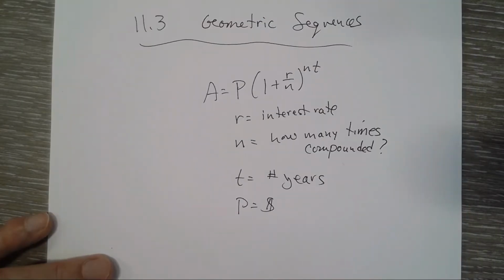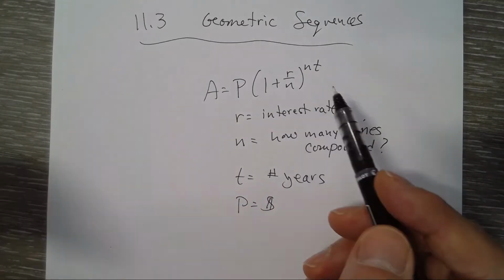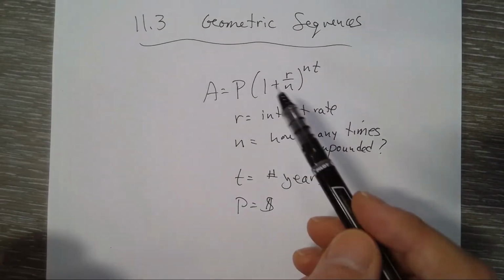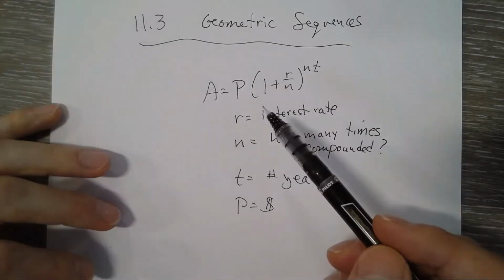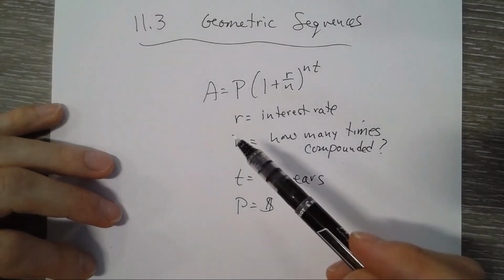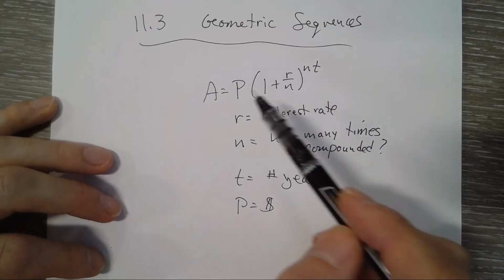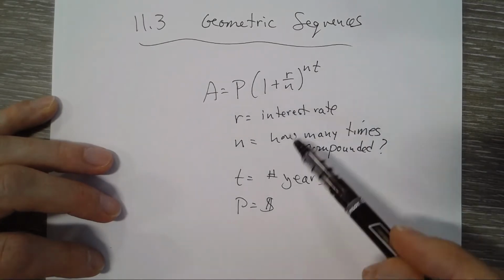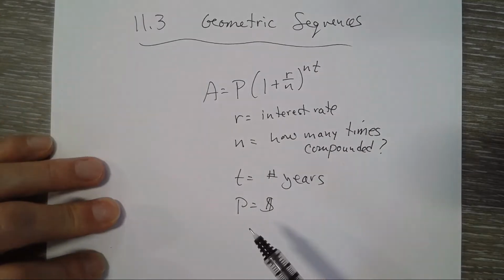Okay, so this equation works if you have like $10,000, you win the lottery, you get $10,000, you want to just invest it for 30 years for your retirement. Well, you put $10,000 in there and you just leave it sit for 30 years, and then you have a certain amount of money after those 30 years.